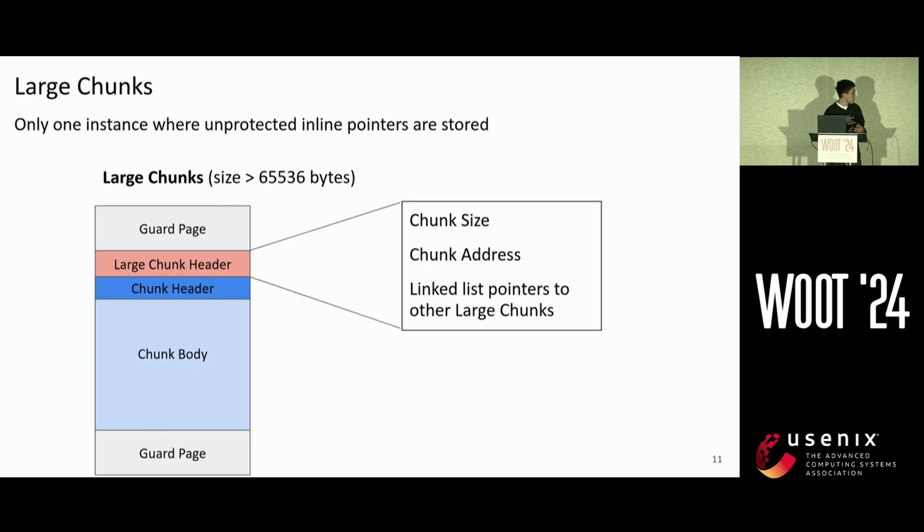There's another type of chunk. These are large chunks, bigger than 65,000 bytes. These chunks are actually not allocated in the heap region. They're instead mapped in their separate memory region. And this is the structure of these large chunks.